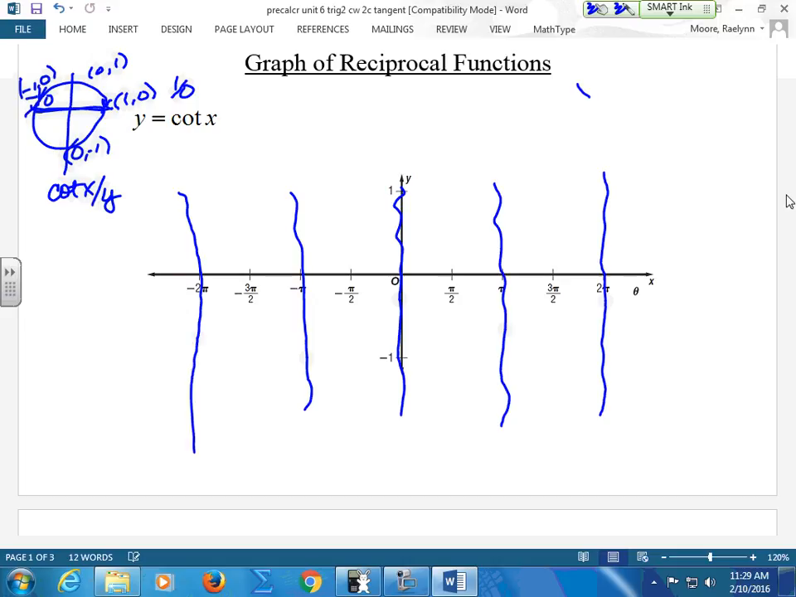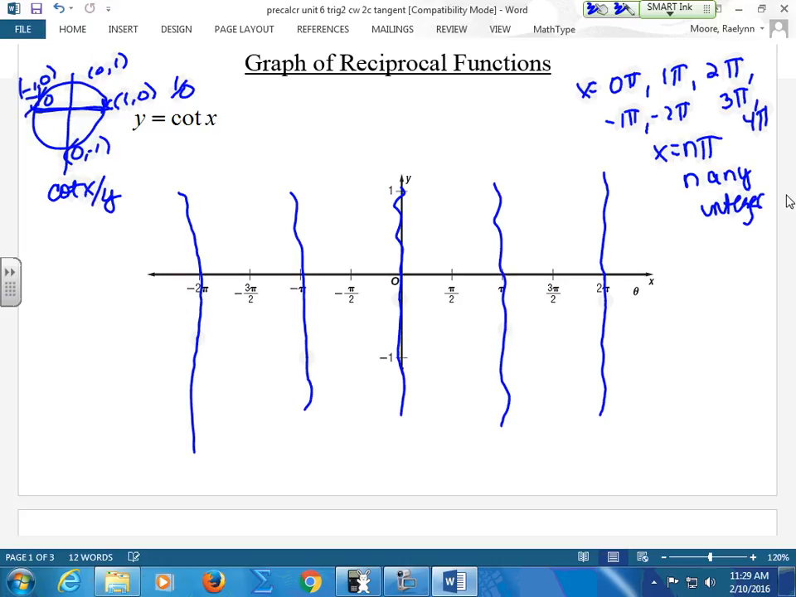So our asymptotes, let's take a look at the pattern here. 0 pi, 1 pi, 2 pi. What would come next? 3 pi, 4 pi, negative 1 pi, negative 2 pi. So how can I generalize this? At the n pi, where n is now any integer. This is where my asymptotes fall. So you can tell me 5 pi, 6 pi, 7 pi, 8 pi. Those are where my asymptotes fall.